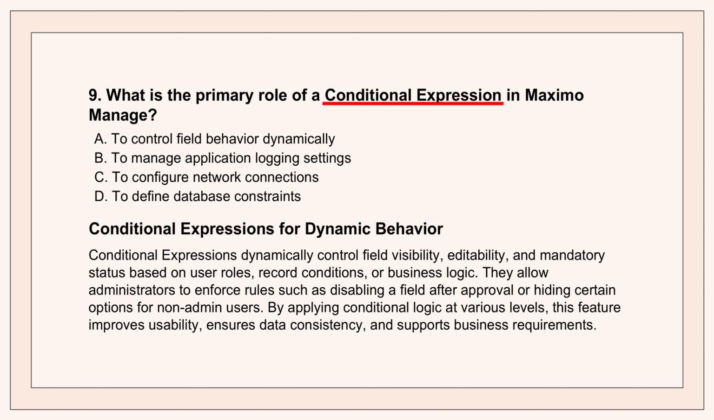So what's so dynamic about these conditional expressions? Well, they let you set up rules for how fields on a screen behave. But these rules are not fixed. They can change based on what's happening in the system. So for example, you might have a field called reason for failure, and you only want that field to become mandatory if the status of a work order is set to failed. Oh, I see. A conditional expression lets you do that. Or maybe you want to hide a field entirely unless a particular checkbox is selected. It's all about making the screen adapt to the situation, to the data that's being entered. So it's kind of like making the interface smarter.